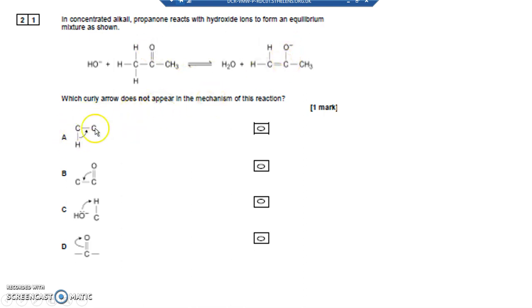So which does not appear in the reaction? A, a CH bond going in between the two C's to make the double bond? Yes, it will. So the OH minus lone pair of electrons attacking that H to make water, and the electrons from the CH then move in between the double bonds. That's correct. You'll never see that. You'll never ever see that. That's not such a thing.